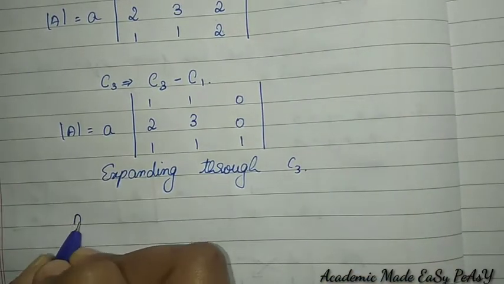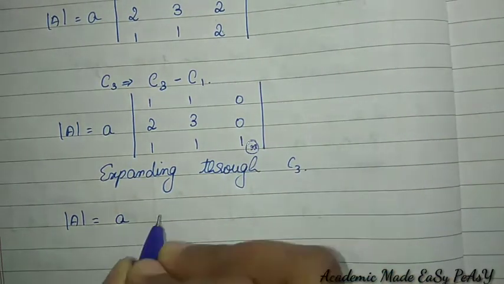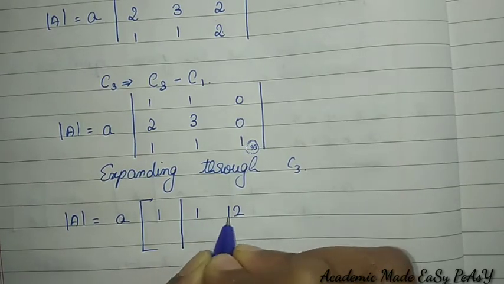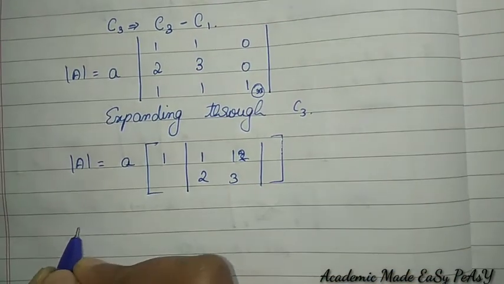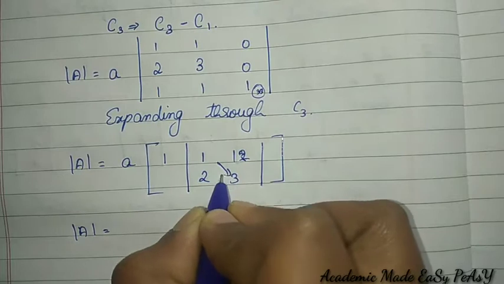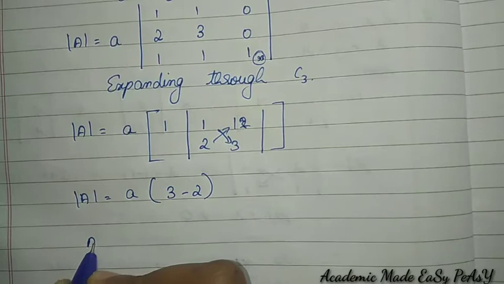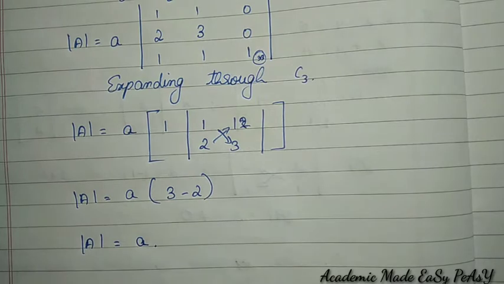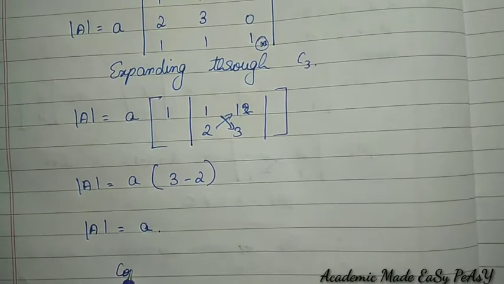So determinant A is equal to A into, so this is 3 position. Since it is even, I will take 1 as it is. So 1, 1, 1, 2, 3. Now I will just take it through the x method. So A into 3 minus 2. So determinant A is equal to A. Since it has some value and is not equal to 0, therefore I will say that the given pair of equations are consistent.